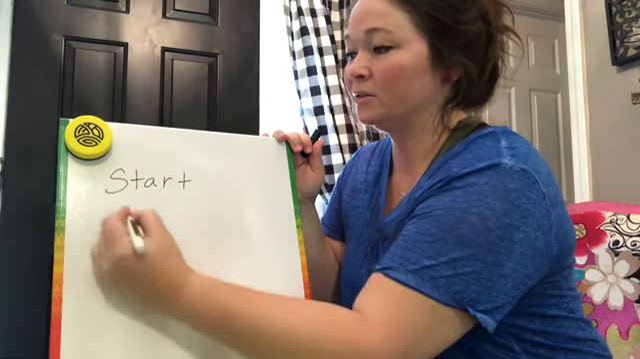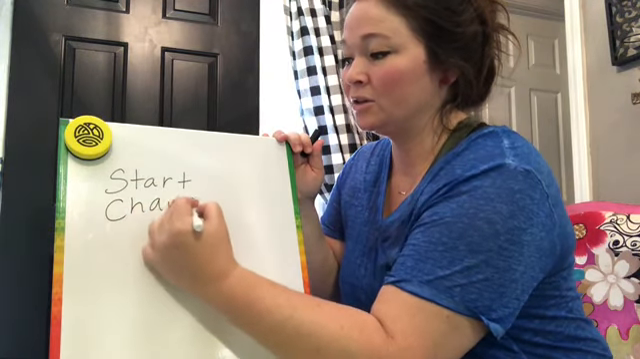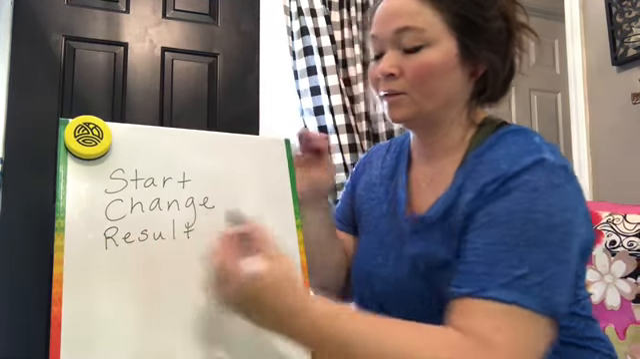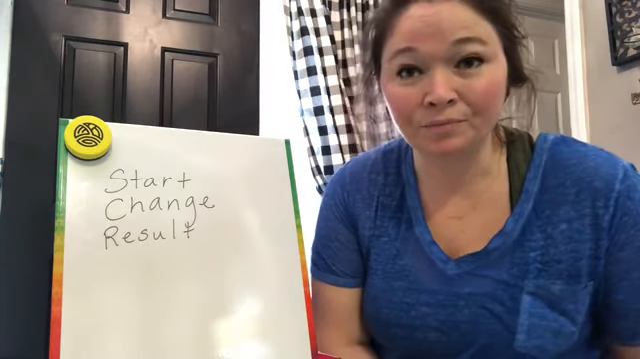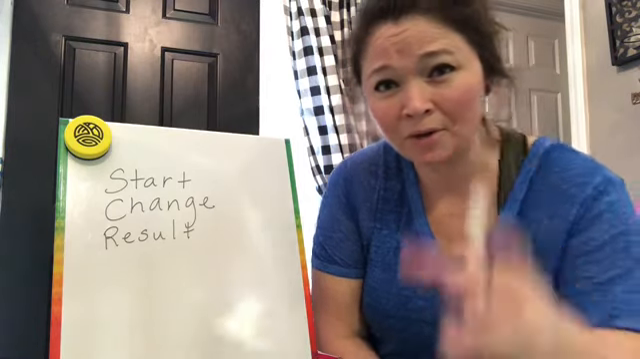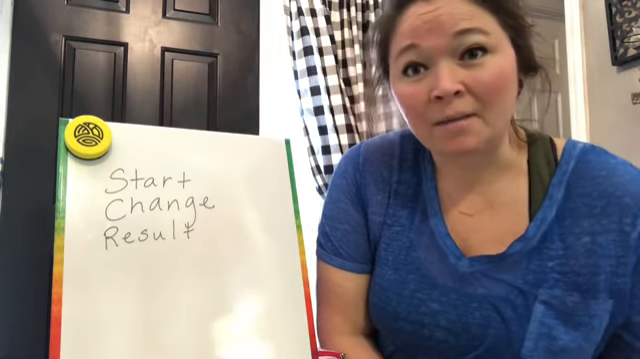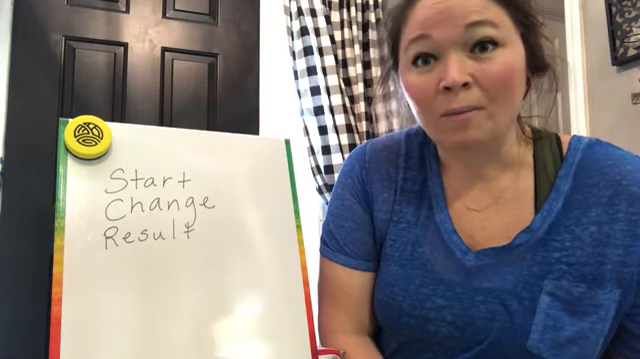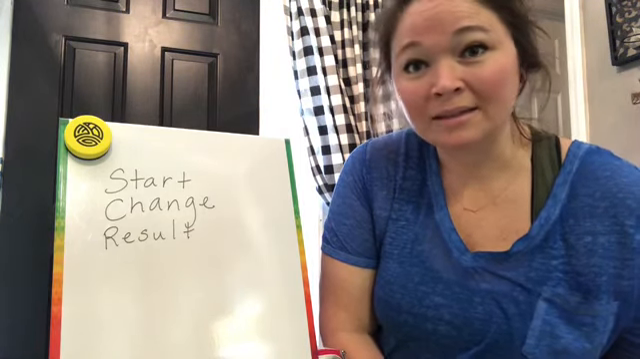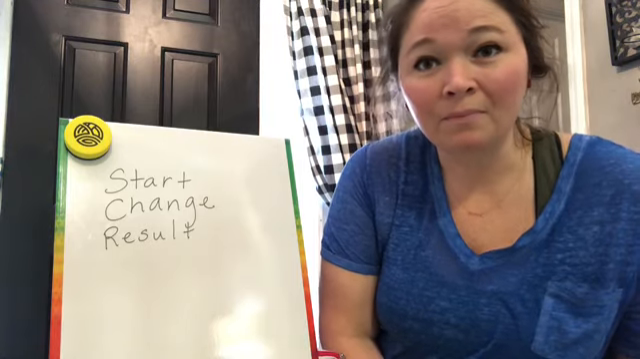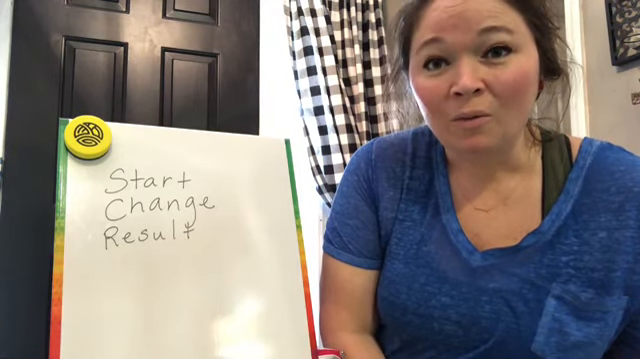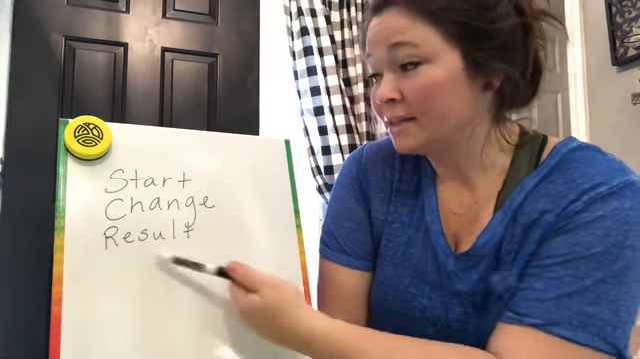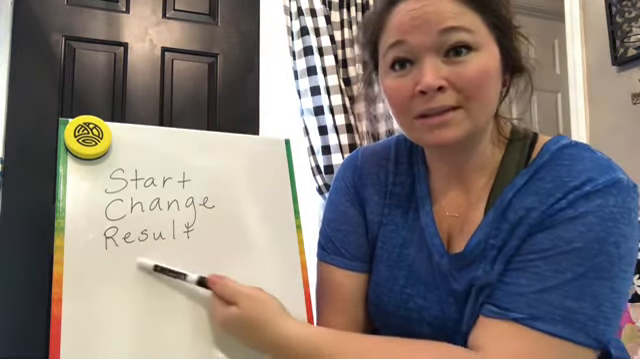Start, change, result. So a lot of times in math, what we do is we start with a number, we change it somehow. We do something to it, either plus or minus. We either add something to it or we take something away. And then we try to see what the result was, after we did our change, the end result?